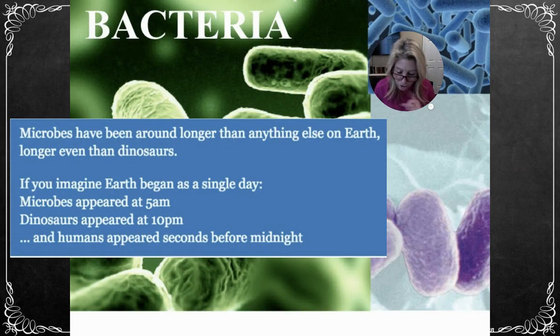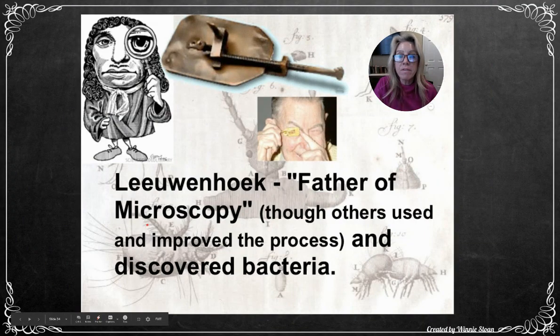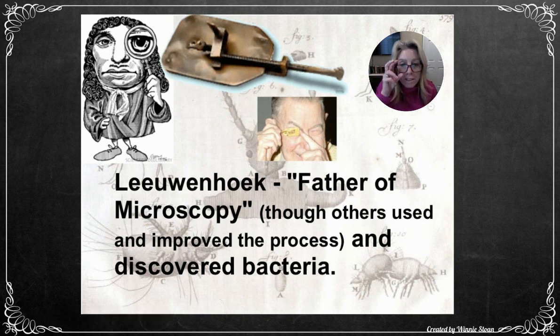and the last few seconds is when humans appear. So on your notes, they were alone on Earth for about 2.5 billion years, so they became extremely diverse in their environments and in their metabolic capabilities. And as far as our understanding of them, Leeuwenhoek, the father of microscopy, was the first to actually see them, because people thought, because I can't see it, it doesn't exist.